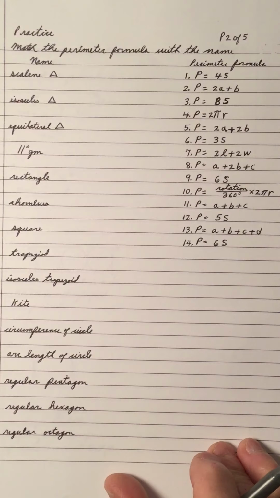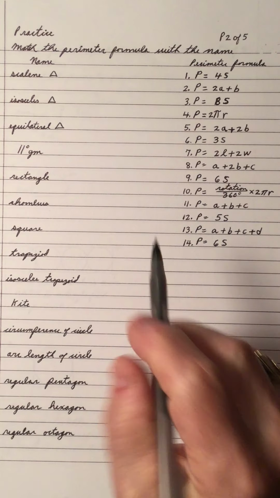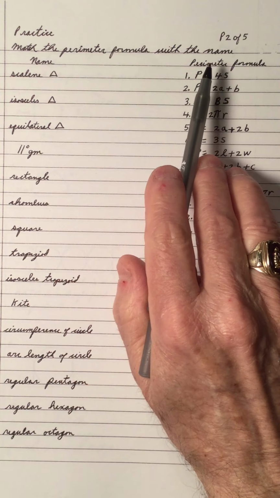These problems that I'm going to do now will review the triangle, the quadrilaterals of a parallelogram, rectangle, rhombus, square, trapezoid, regular polygons, and the circumference of a circle. So let's start. Before we start, let's review the formulas that we need to know in order to work out the perimeter. Match the perimeter formula with the name.